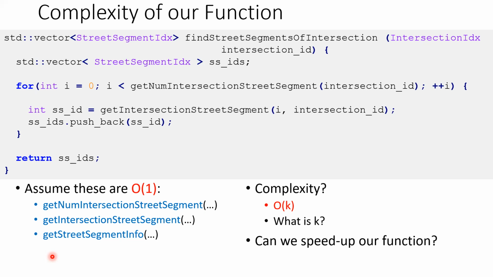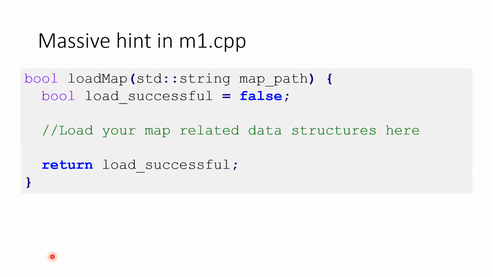And how can we speed up the function? Speed up the function from O(K) to O(1). Yes, global variables. And you create your global variables here, which is a massive hint given by the comment itself.